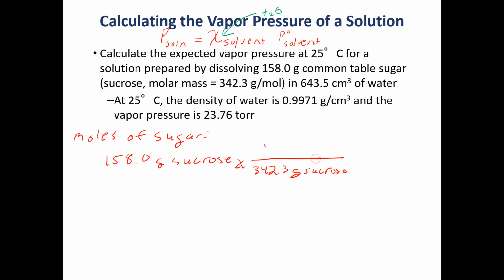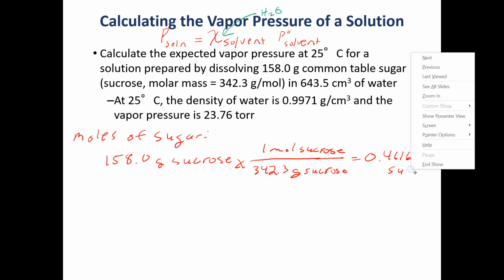And we're told that we have a molar mass of 342.3 grams. So if we take 158.0, divide that by 342.3, we come up with 0.4616 moles of sucrose.